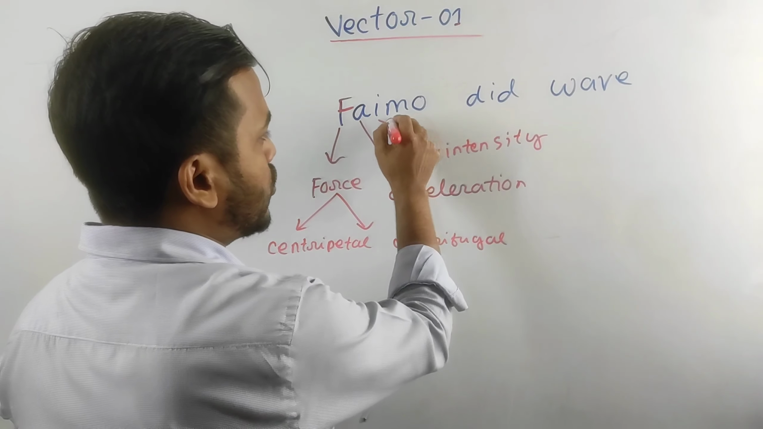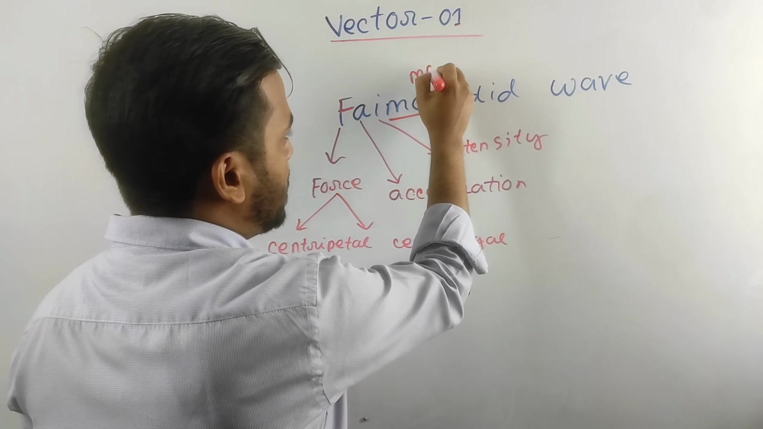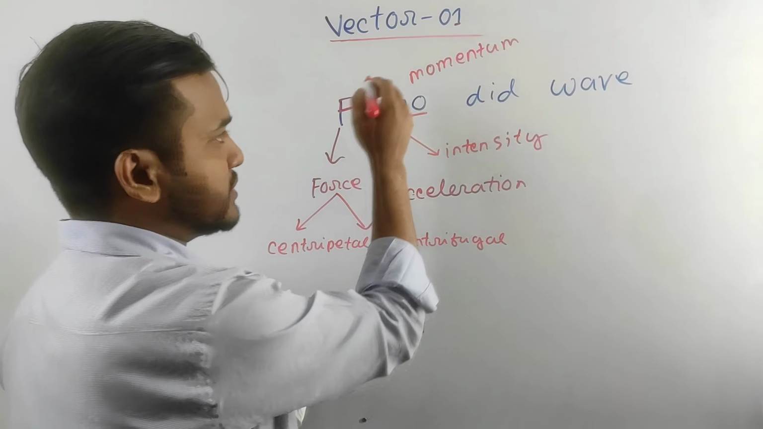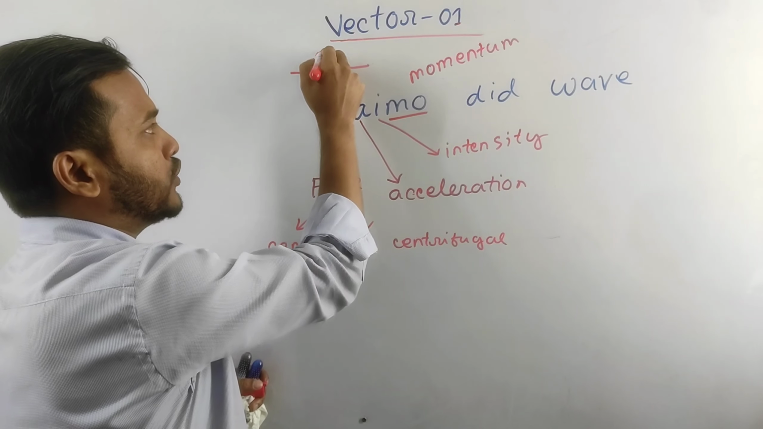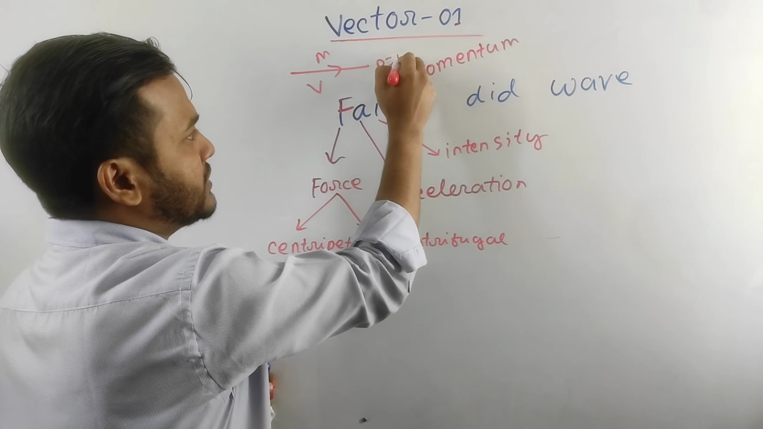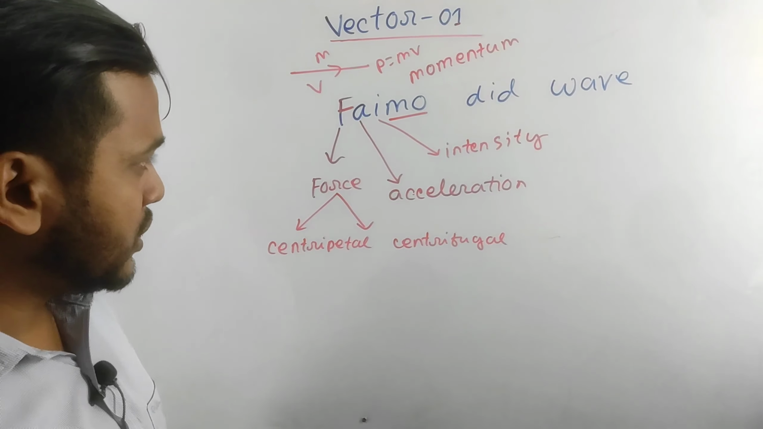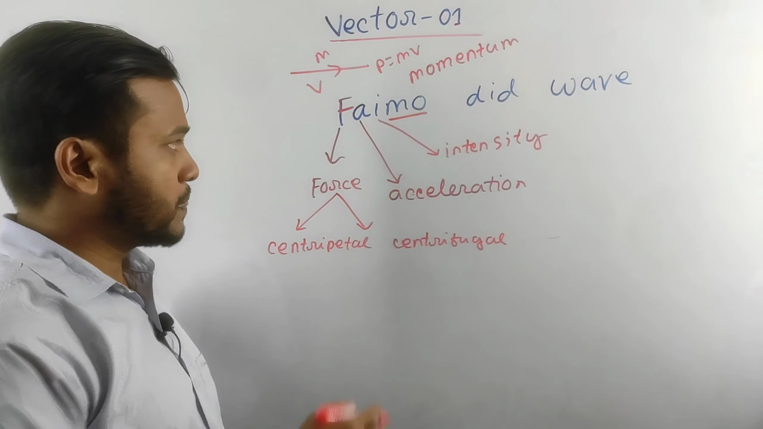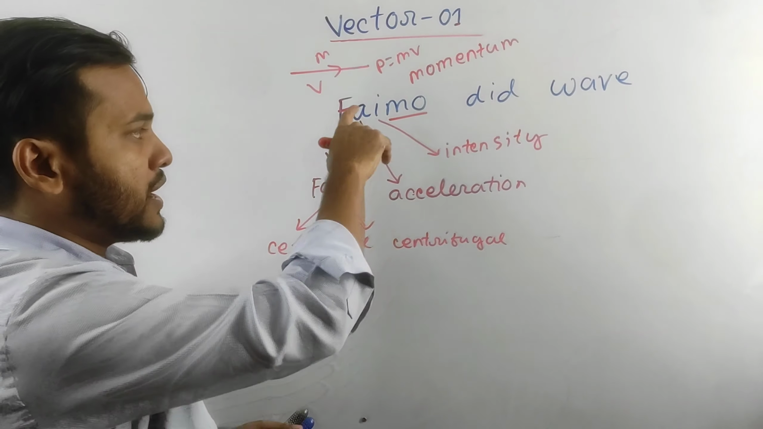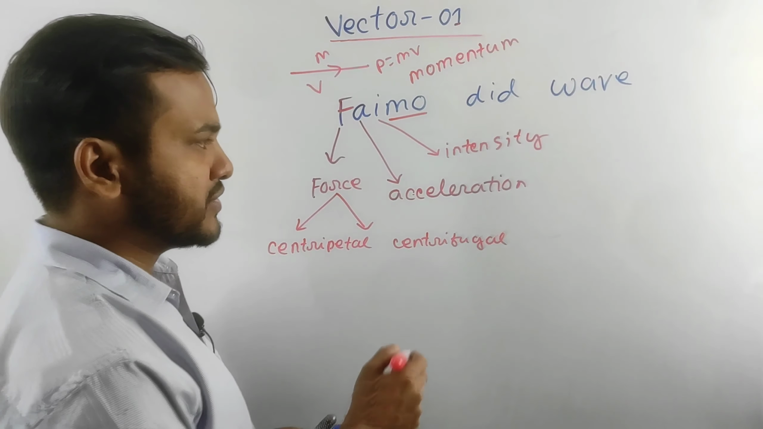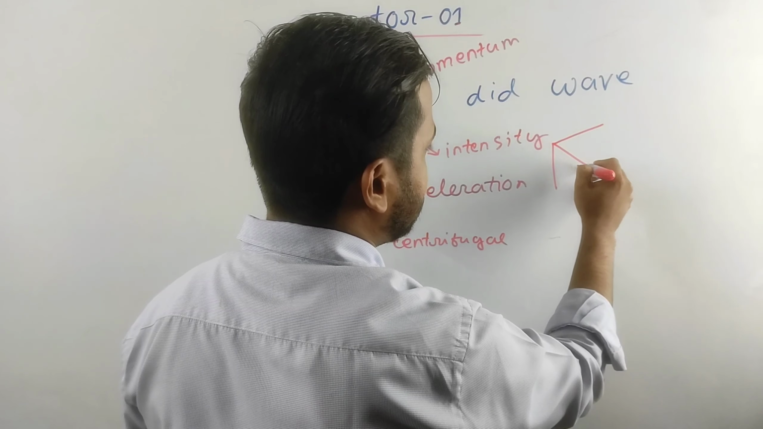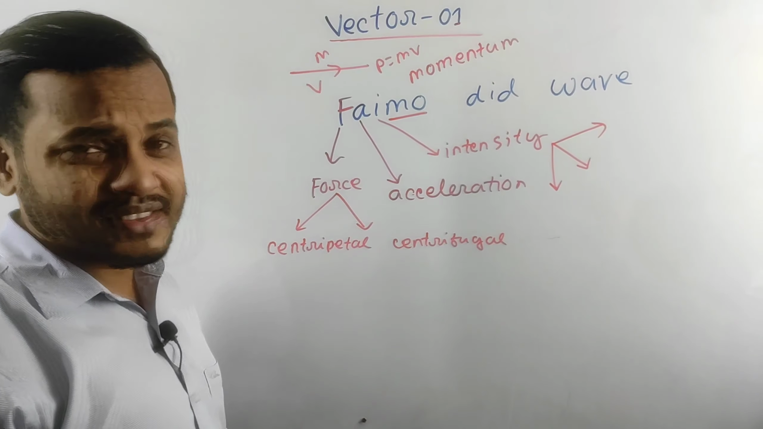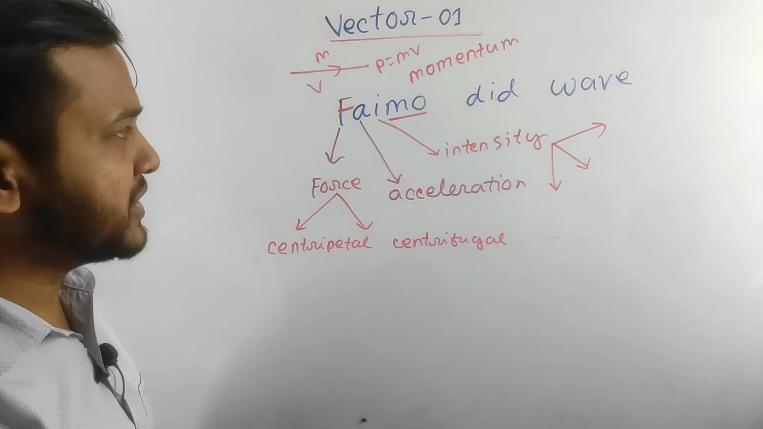Mu is momentum. So momentum is a vector quantity. If your mass is m and your velocity is v, then momentum p is mv, so momentum is a vector quantity. So here, F is force, A means acceleration, I means intensity. You can define three types of intensity: electrical intensity, magnetic intensity, and gravitational intensity. So intensity is a vector quantity.